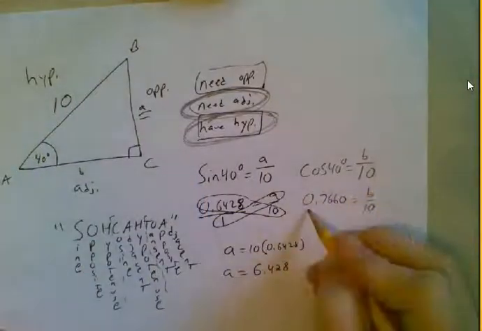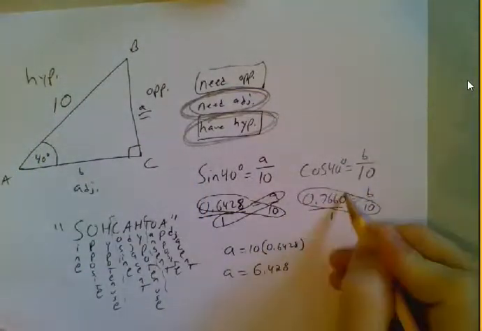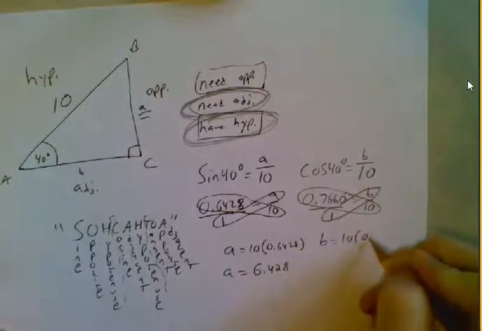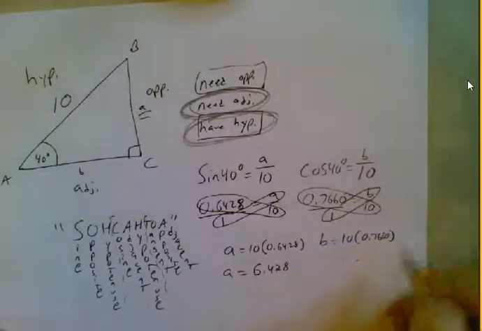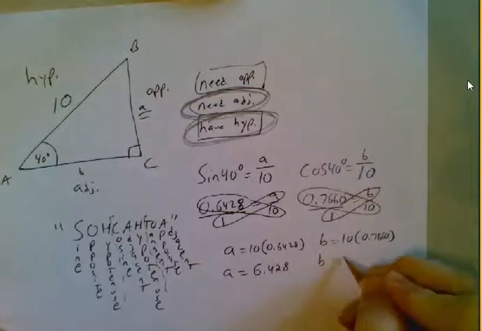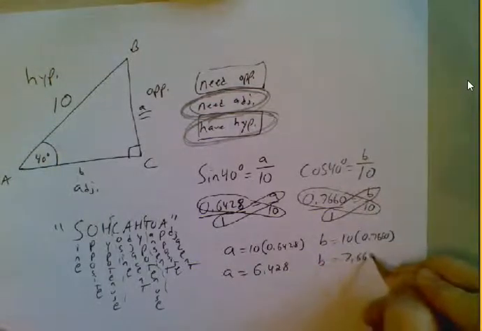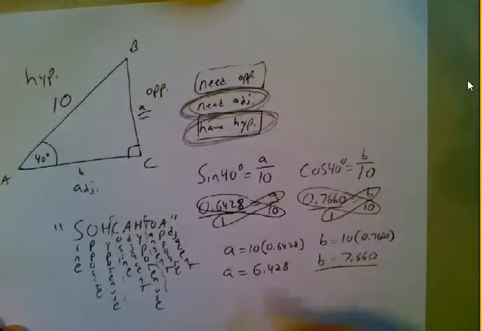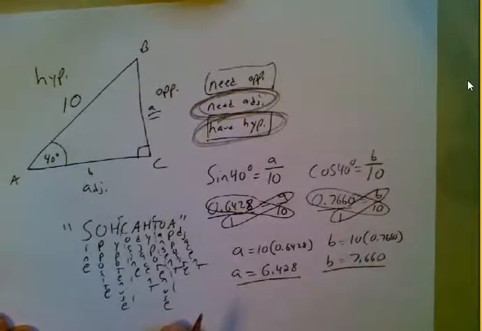I'm going to put this over 1 and cross multiply so I don't make any careless errors. So B equals 10 times 0.7660. Multiply by 10, that's not too bad. And this is going to be 7.66, and then technically 0, but it's fine, just 7.66. And there's your A and your B.